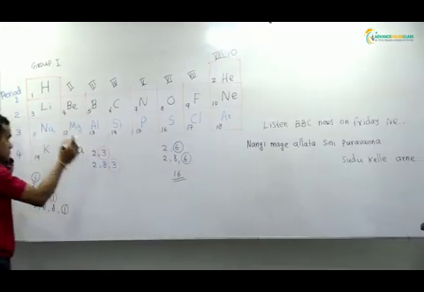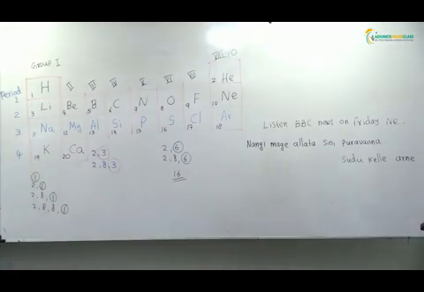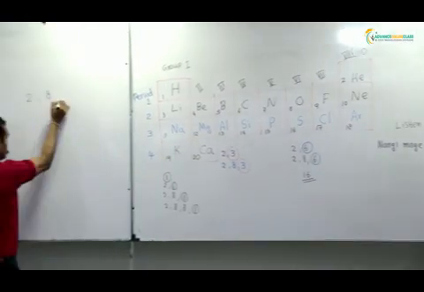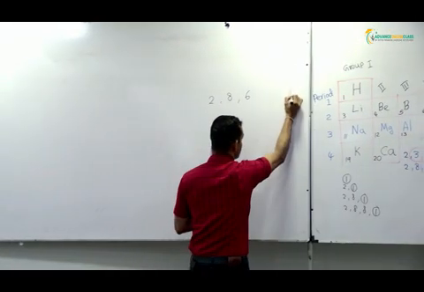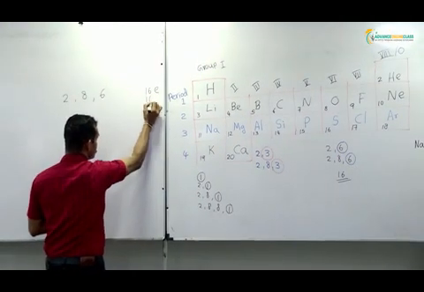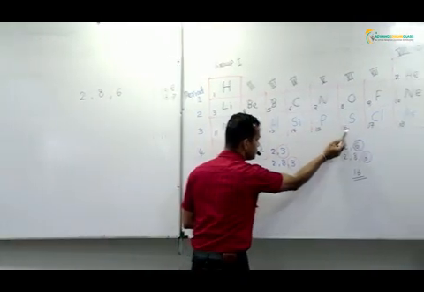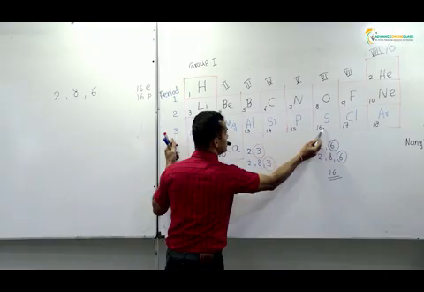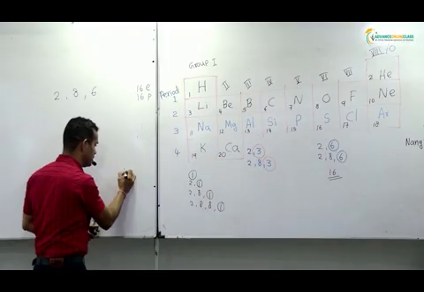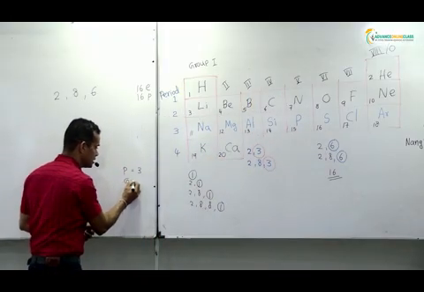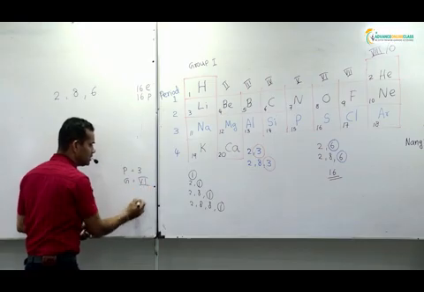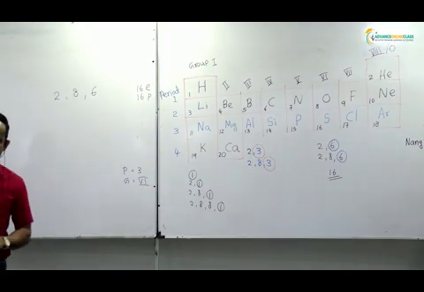We quickly look at 2,8,6. 2,8,6 means 16 electrons, that means 16 protons. We draw the periodic table and we find 16 protons is period 3, group number 6. That's our normal method, traditional method, a foolish method.